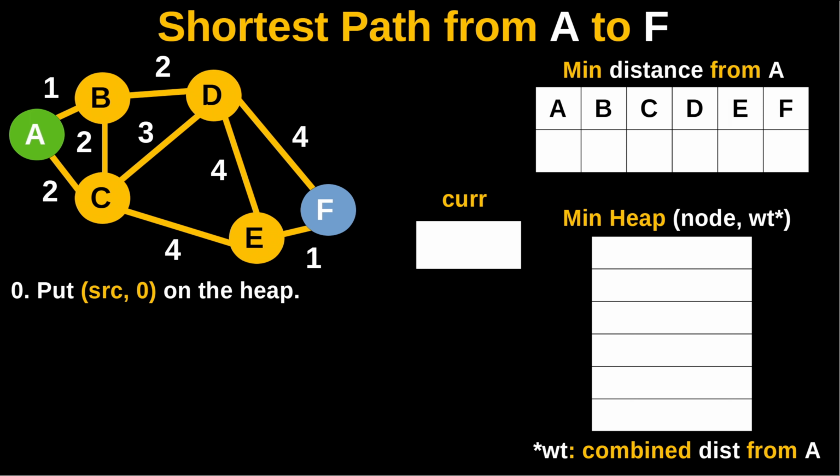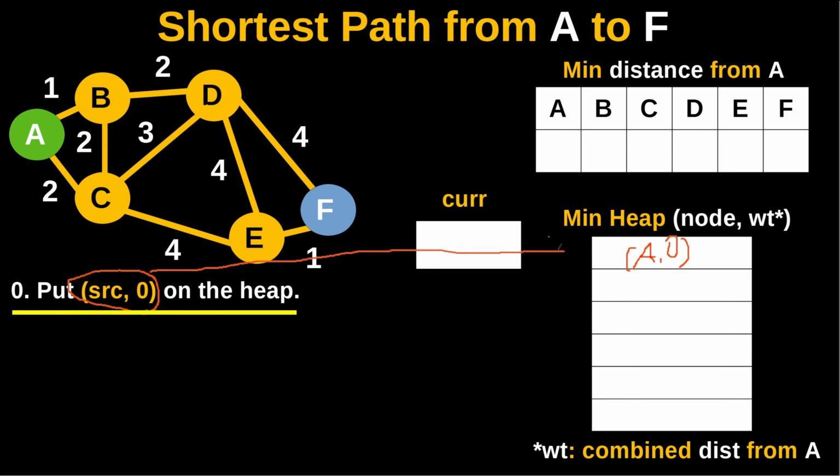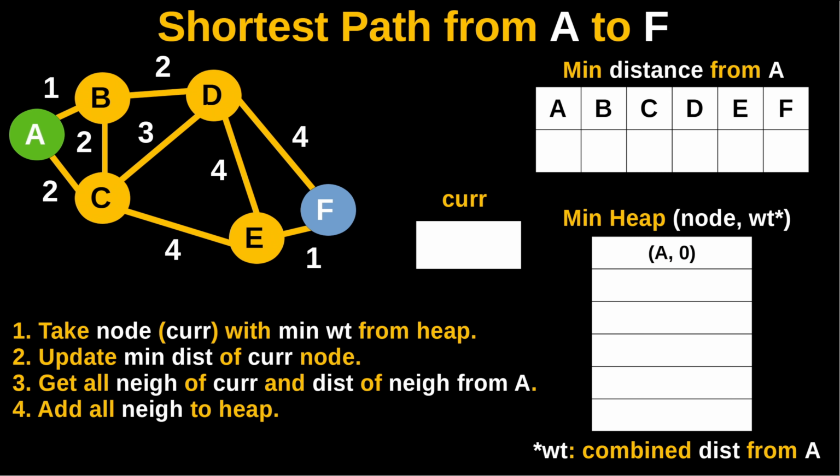Now let's go through the algorithm. The first step, we put the source node and a distance of 0 on the heap. And then we're going to go through steps 1 to 4 repeatedly until we are done finding the minimum distance between every node and A. So let's go through this.